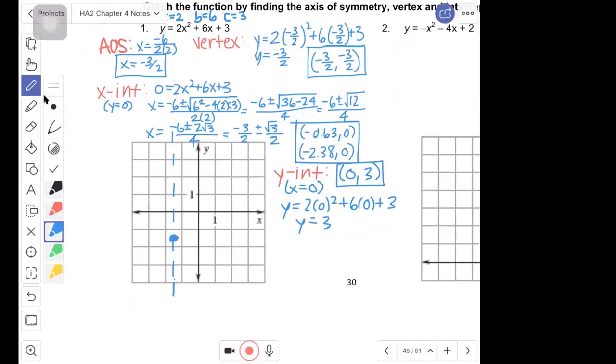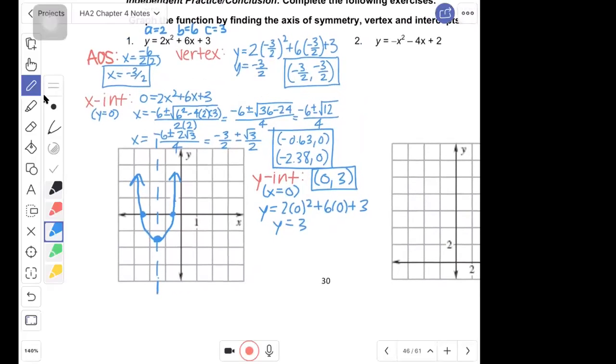We have our x-intercepts. We can draw our curve. We can see that our parabola is opening up, and that's because our a value is greater than 0.